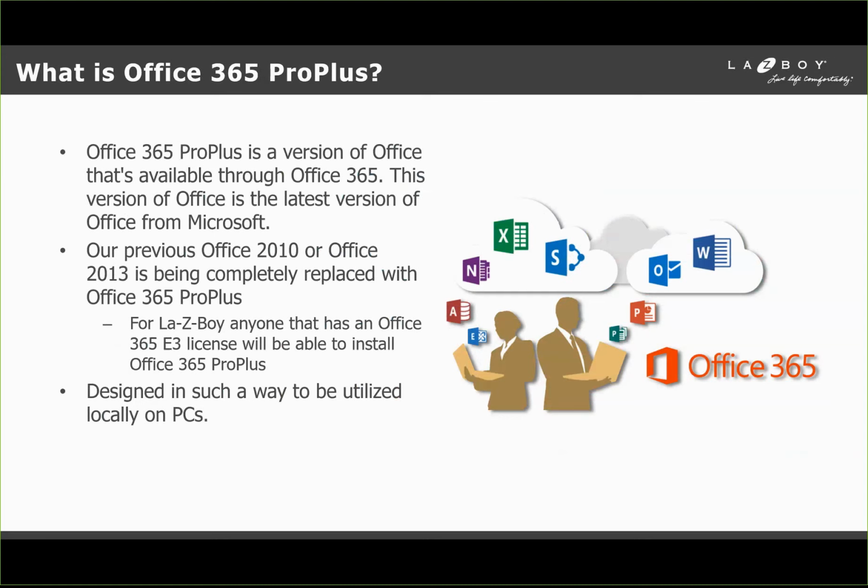But basically, one is through a web browser. You can use it on basically any device in the world as long as you have internet. The other is installed on your company laptop or desktop and is used primarily when you're at work, if you will. So 365 is the latest version from Microsoft. We're jumping from really old versions to the latest version, and it's completely replacing Office 2010 and 2013.